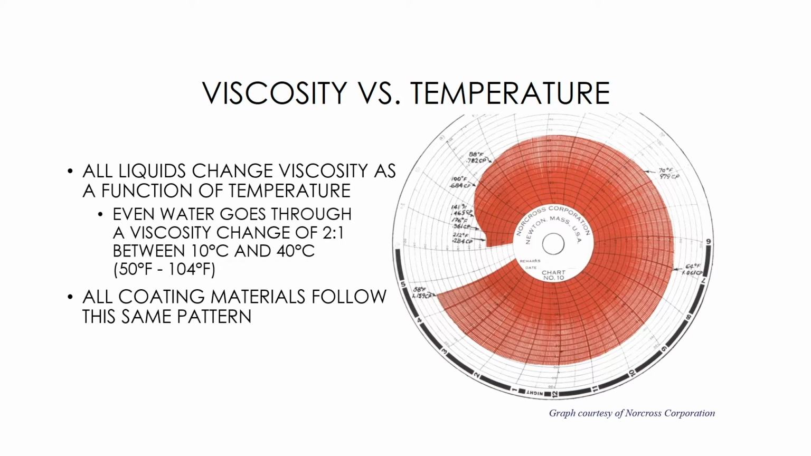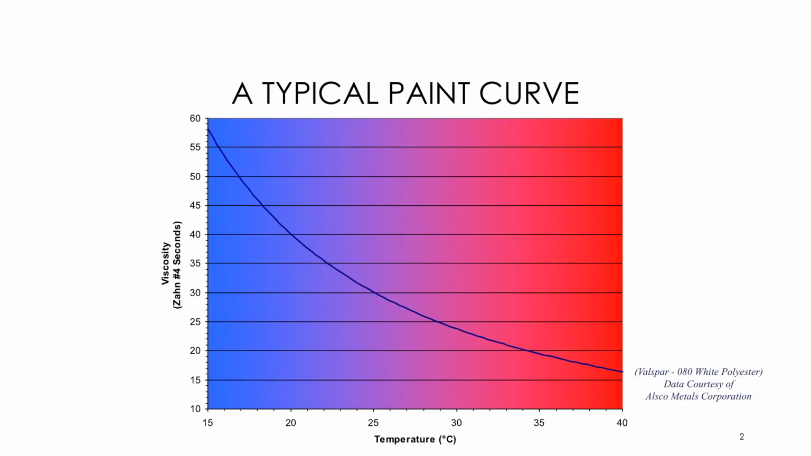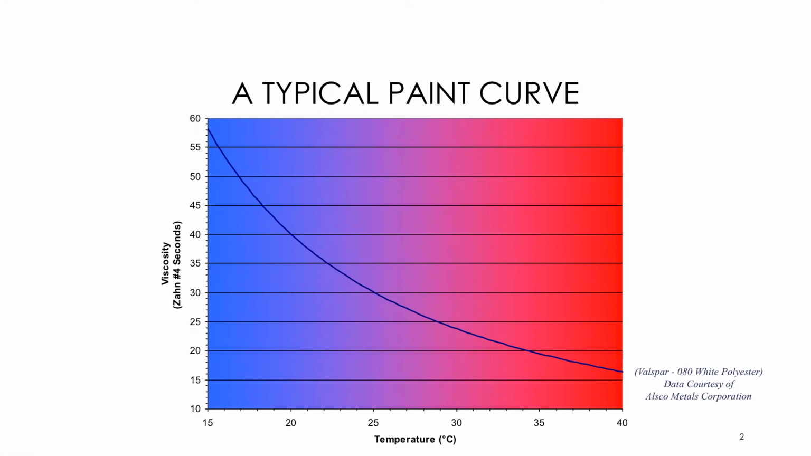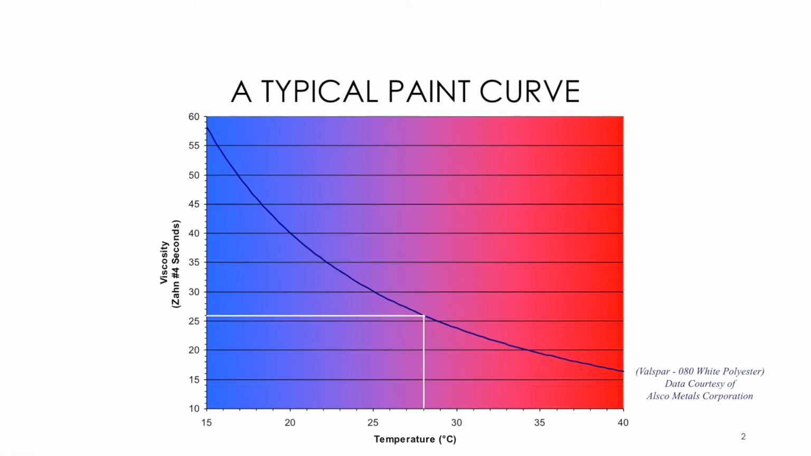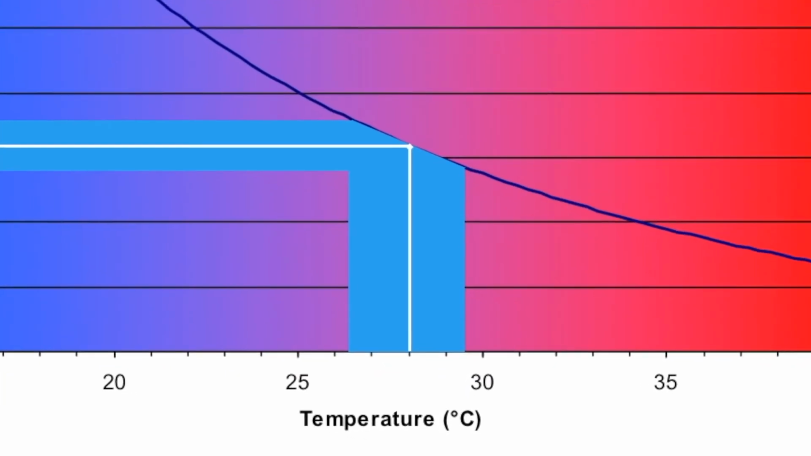This is why viscosities specified on a data sheet are usually given at a specific temperature, 25 degrees C or 77 F. So here's a typical paint curve. And it's the curve that we're used to seeing. It's nonlinear. The viscosity falls as the temperature increases, and vice versa. Valspar specifies that this should be run at 26 seconds. And if we take 26 seconds and extend it over to the curve and down, we can see that that corresponds to a temperature of 28 degrees C.